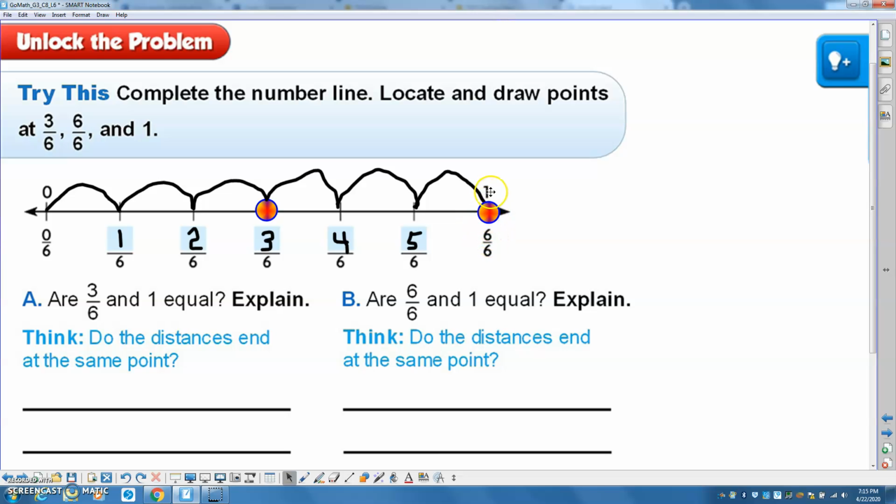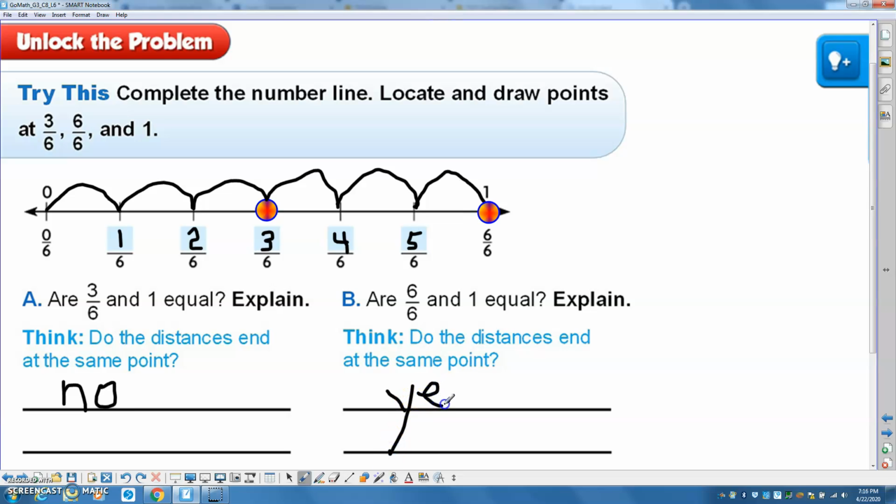So we can notice here that if we're at 3/6, is that equal to the 1 whole? Here's 3/6, here's 1 whole. Not on the same point. So the answer is no, they are not equal. So over here, they are not at the same point. No. But if we look at the next one, 6/6 and 1, are they equal? Here's 1, here's 6/6. They share the same point. So yes, they are equal.